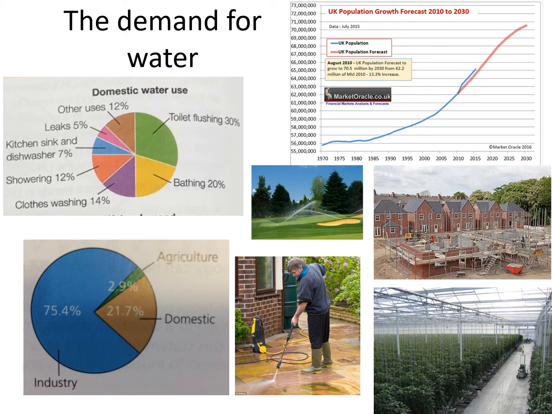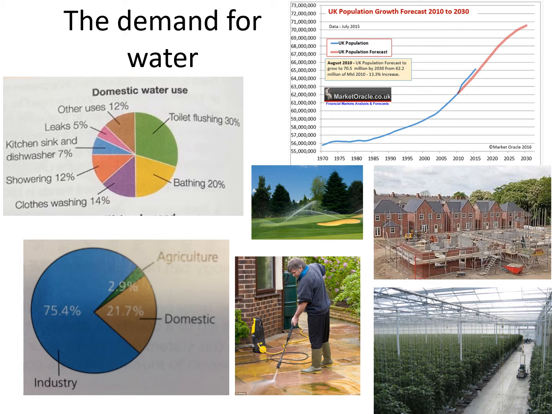And there are the answers. So top left diagram, as you can see, toilet flushing. 30% of the water that you use in the home is on flushing the toilet. Incredible. That's the biggest majority. Bathing comes in second at 20%. Interestingly, washing clothes in washing machines, that comes next, 14%. Then showering.